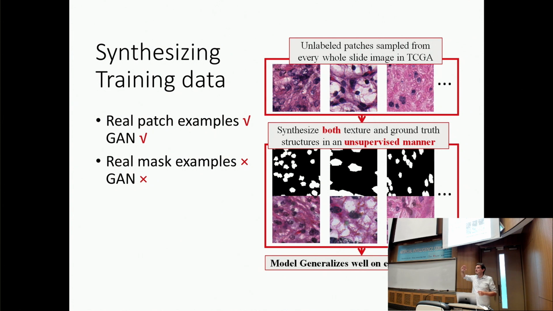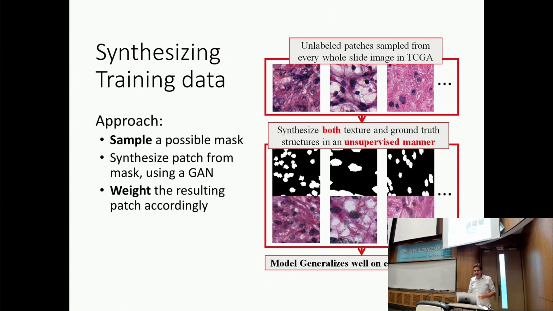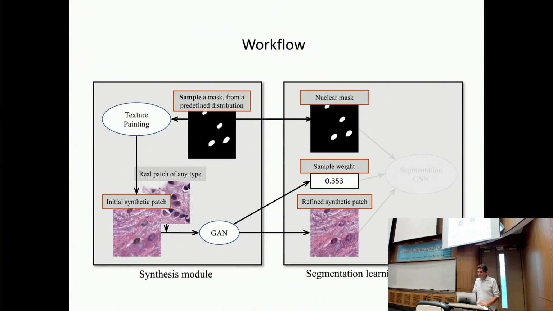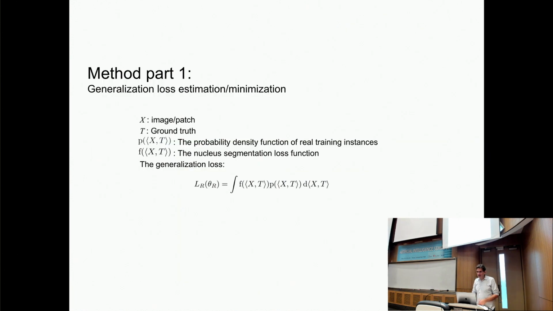We need two kinds of examples. We need real patches and we need masks. Masks are the boundaries. What tells you this is cell nucleus, this is background. And what we do is that we start with a possible mask, and then we synthesize a patch out of this mask using the GAN, and we weigh this resulting patch accordingly.